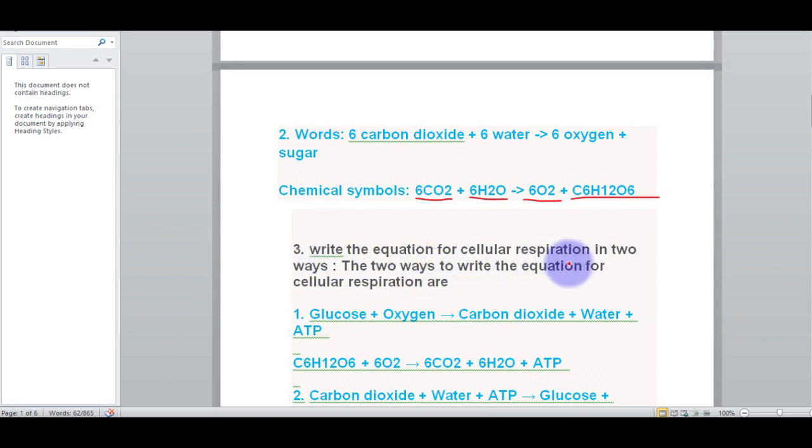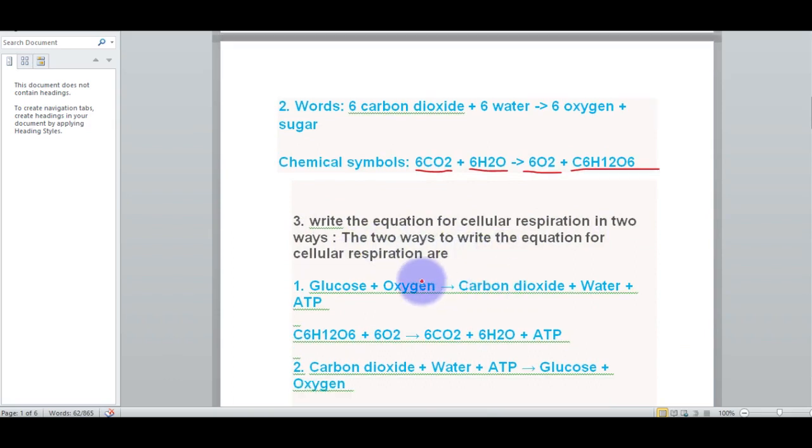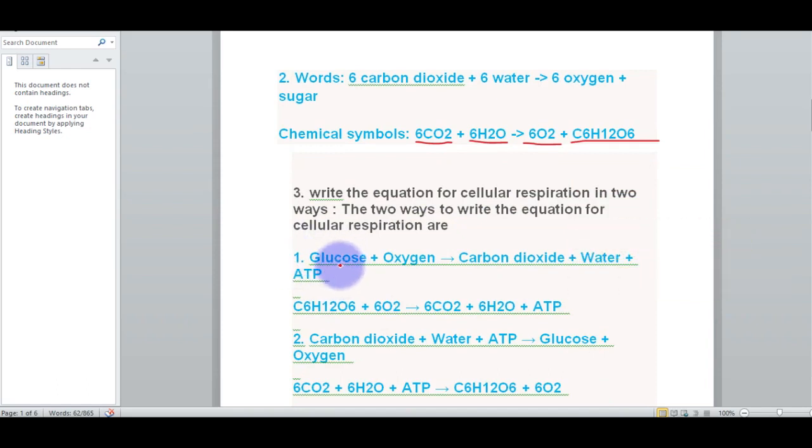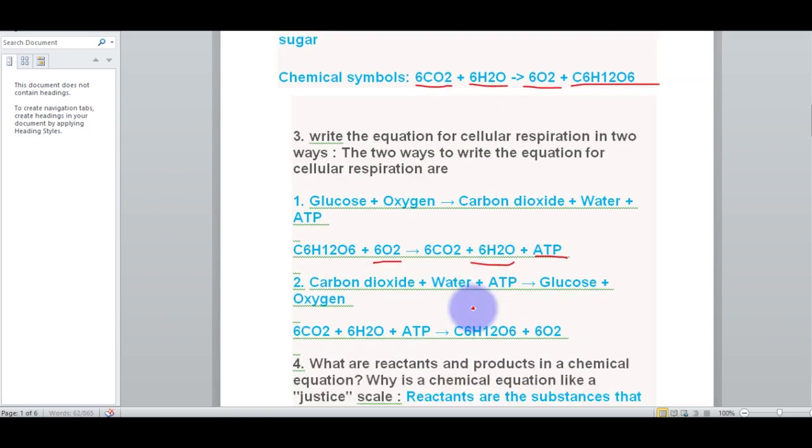The next question is, write the equation for cellular respiration in the various ways. The two ways to write this equation are as follows. Glucose plus oxygen will give us carbon dioxide plus water plus ATP. In chemical symbols, glucose is C6H12O6 with 6 molecules of oxygen, which gives us 6 carbon dioxide molecules with 6 molecules of water, and ATP is produced.